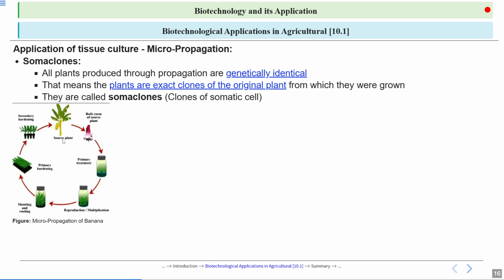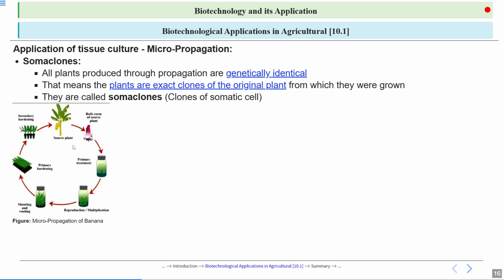So let's see this figure. In this figure, it is shown that there is a source plant. We will take the bulb or corn of the source plant, and then we will do the primary treatment, then reproduction and multiplication, and then there will be shooting and rooting of this plant because we have done the multiplication. Then primary hardening of this plant happens, where we keep it in compost, and then there is secondary hardening, and then this will again become the same as the source plant.